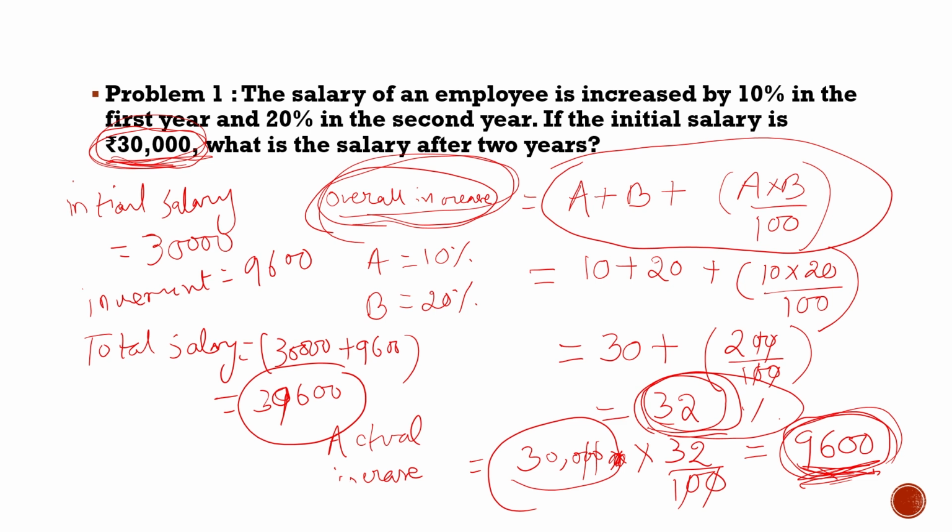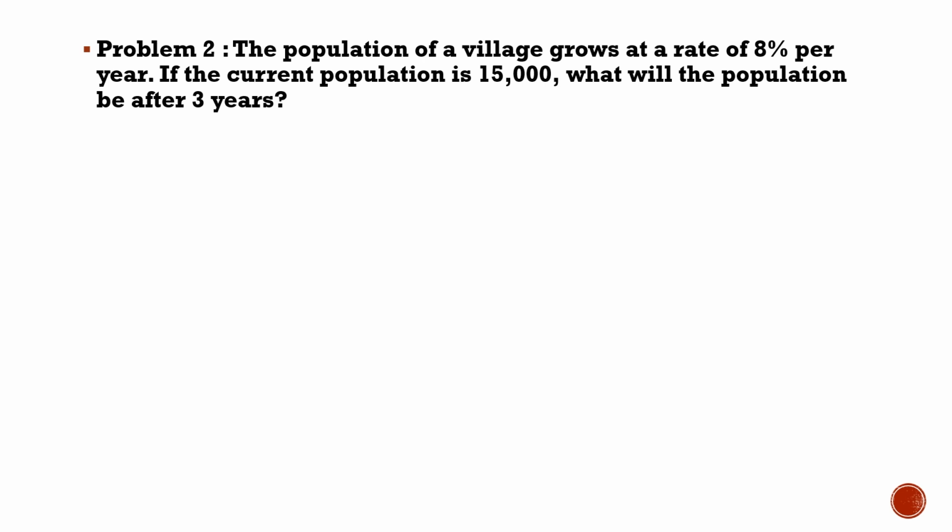Next is about population, percentage of population increase in a village, and we have a specific formula for that. So the problem is, the population of a village grows at a rate of 8% per year, if the current population is given, which is 15,000.